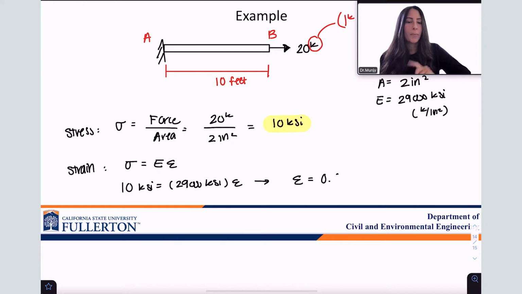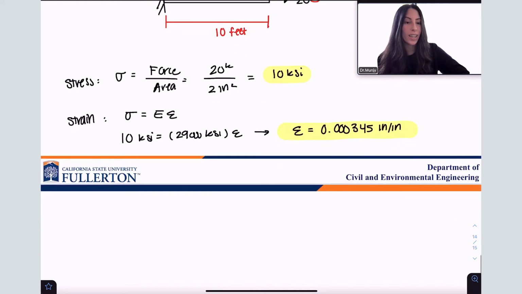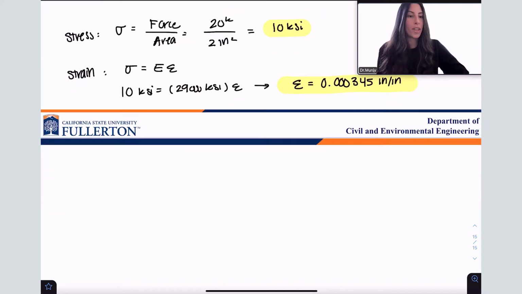Okay, so that would be given to you, and it's dependent on the material type. Okay, back to our problem. This would give us 10 ksi divided by 29,000 ksi, which is 0.000345 inches per inch, which makes sense, right? Because ksi cancels out with ksi. So really that's unitless. We're just going to put the inches per inch there because this problem was given in US customary. Now we can calculate the change in length.